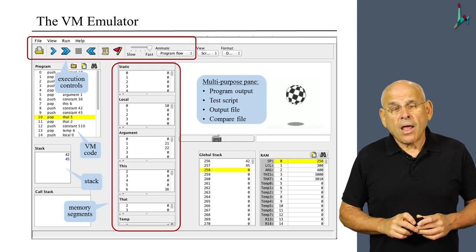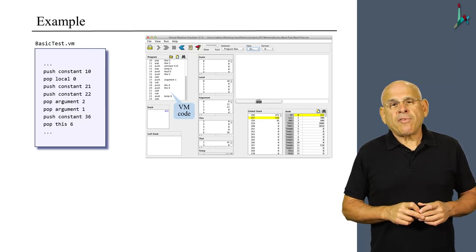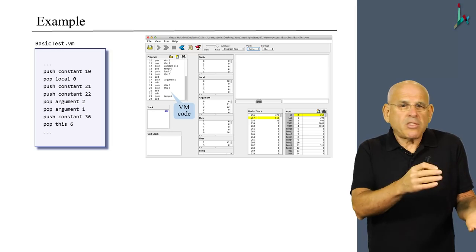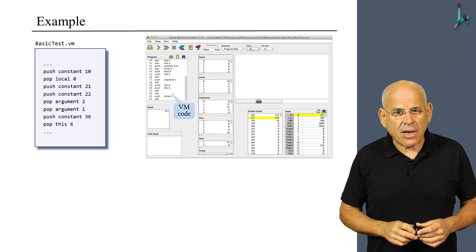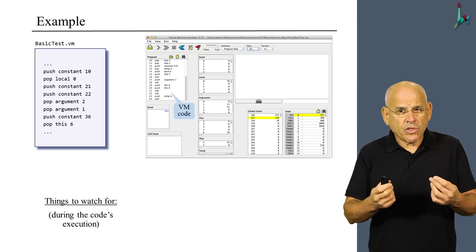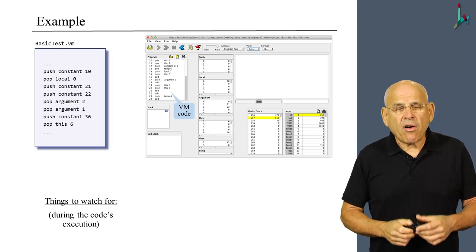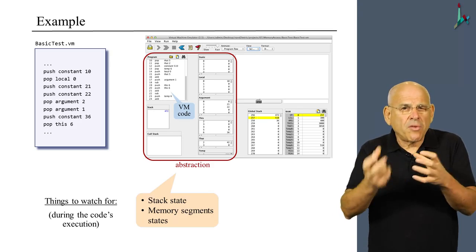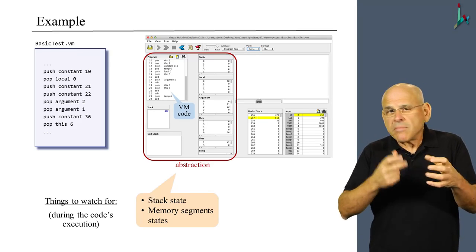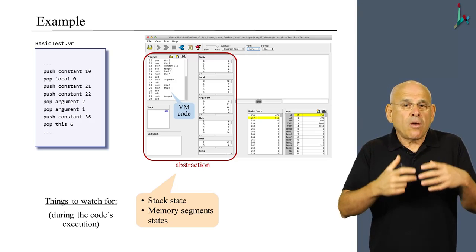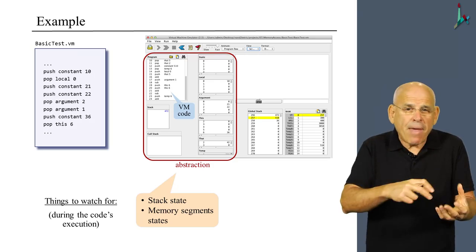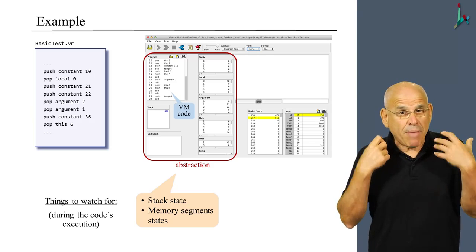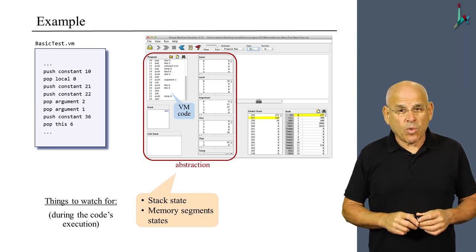So here's an example of what we do in general with this tool. We take some piece of code, we load it into the VM emulator, and then there are a few things that we have to watch for when the code is executing. First of all, we view this VM emulator as some sort of a hands-on laboratory. So we can look at the code and see how it impacts the stack and the virtual memory segments. And by doing so, we will understand better how the VM abstraction is working.